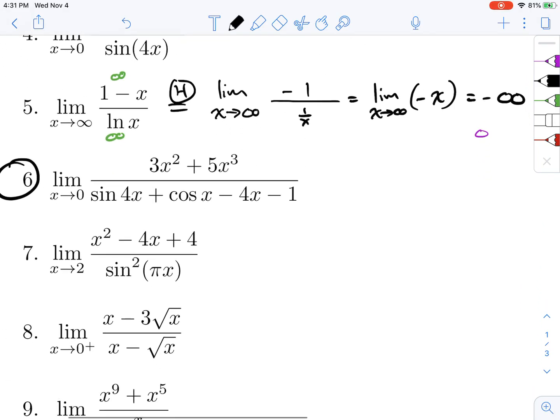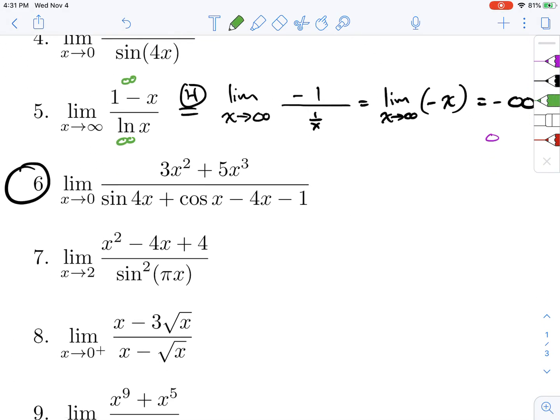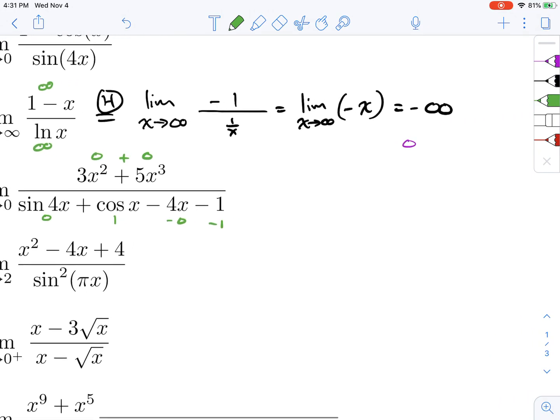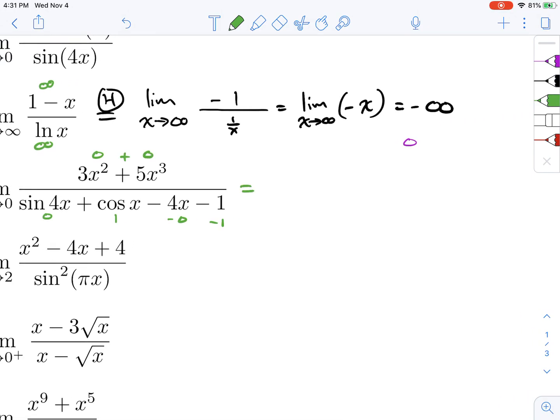All right, let's look at 6. Again, first thing to do is plug that 0 in. If you plug in 0 for x, the top becomes 0 plus 0. The bottom, the important thing to remember is sine of 0 is 0. Cosine of 0 is 1. So this gives you 0 plus 1 minus 4 minus 0 minus 1. So this one's 0 over 0, and we need to use L'Hopital's rule on it.